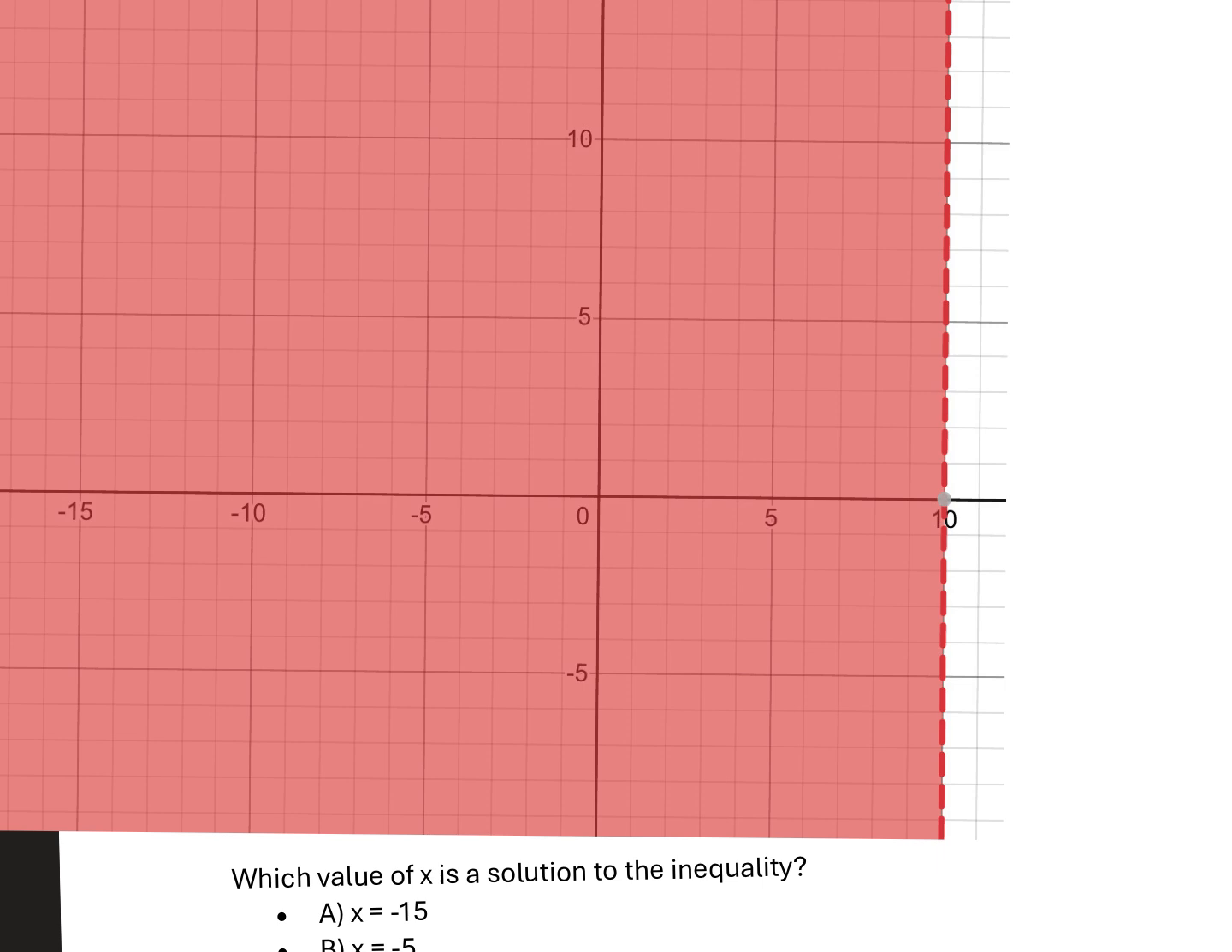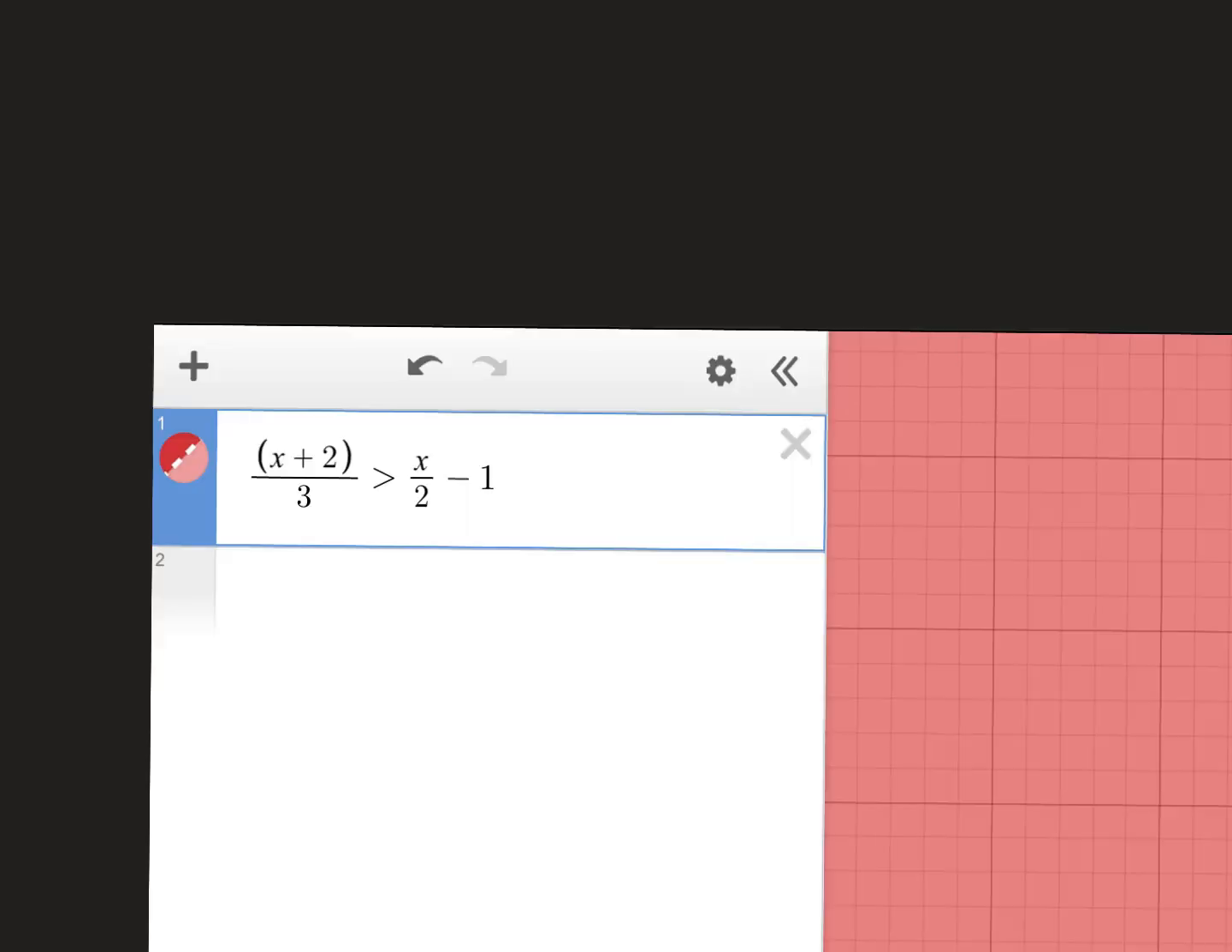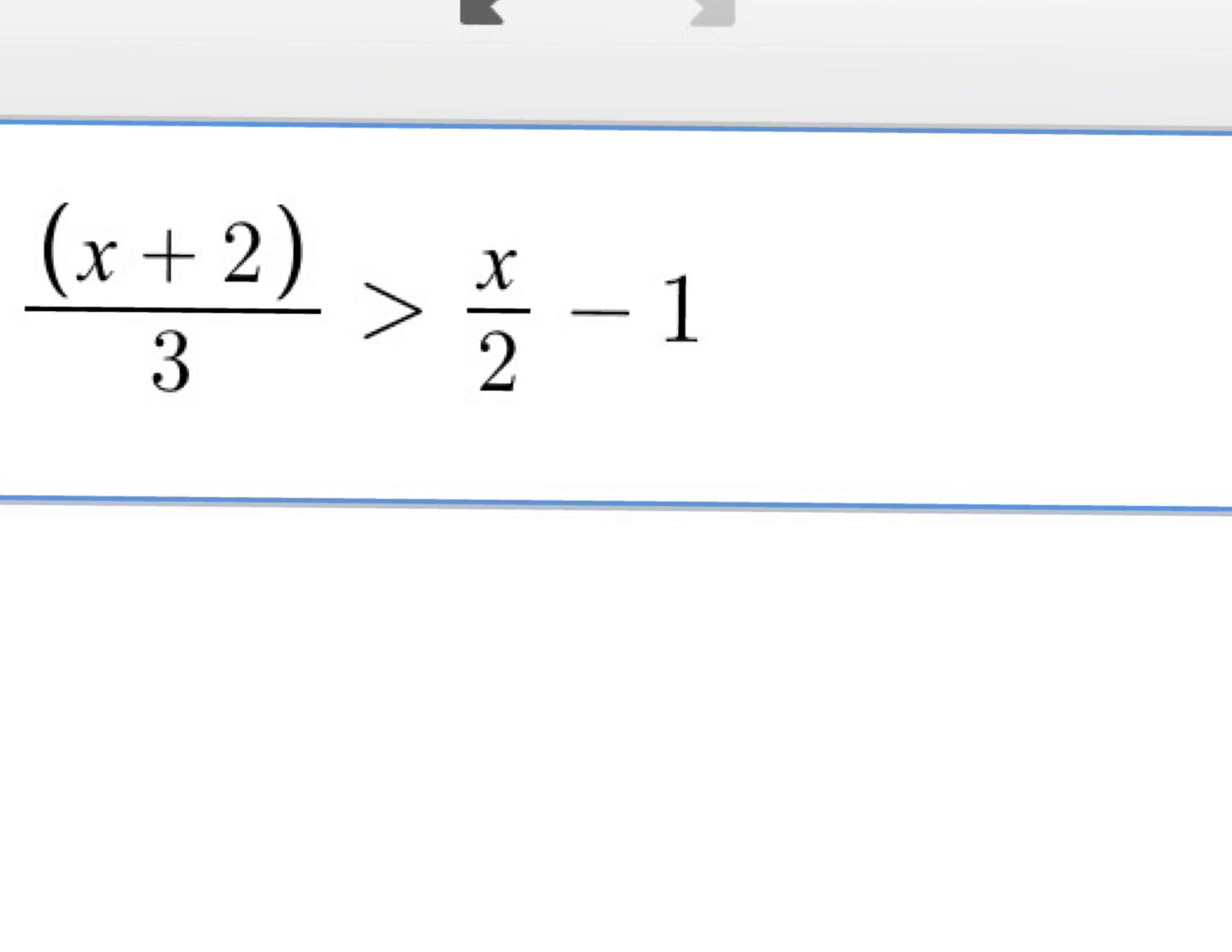So you can see that the boundary line goes through the 10, and it is a dotted line that goes through the 10. And that makes sense because our inequality does not have an equal to sign underneath it. So remember, when there is no equal to sign, it means you're going to have a dotted line.